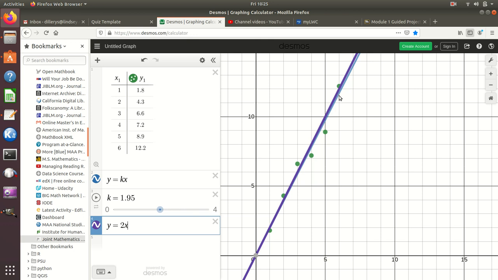Now, the question is, if you really wanted it to be 2 instead of 1.95, you could use a picture like this to argue that, for various reasons, like 2 is a much easier number to work with than 1.95.